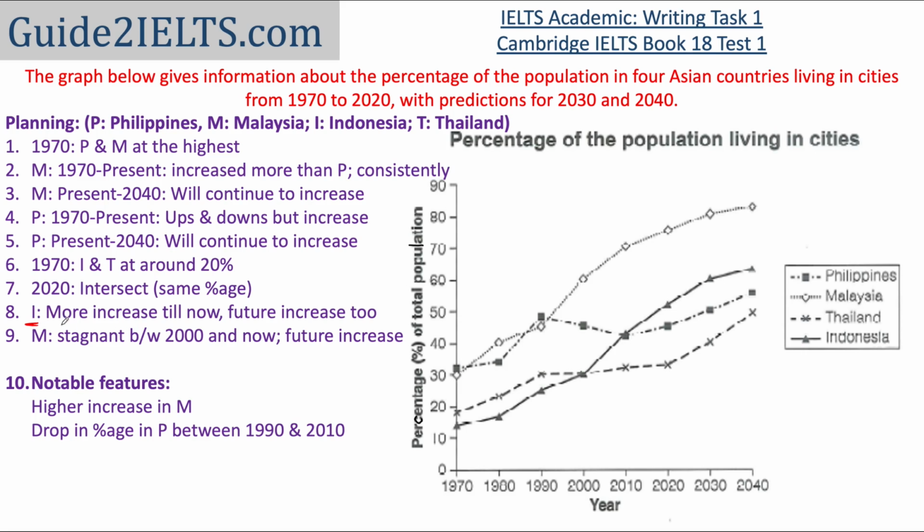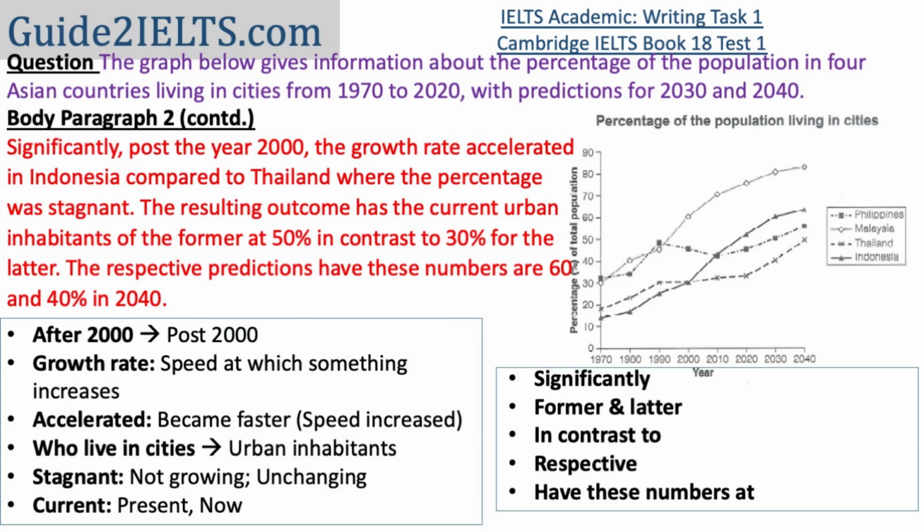Now we'll mention that Indonesia increases at a faster rate. And because it's an important detail or a noteworthy detail, I'm starting this sentence with significantly. Significantly, post the year 2000, the growth rate accelerated in Indonesia compared to Thailand, where the percentage was stagnant. The resulting outcome has the current urban inhabitants of the former at 50%, in contrast to 30% for the latter. The respective predictions for these numbers are 60 and 40% in 2040.